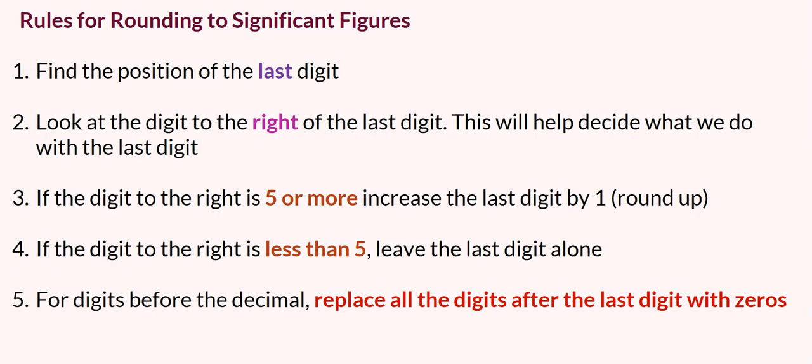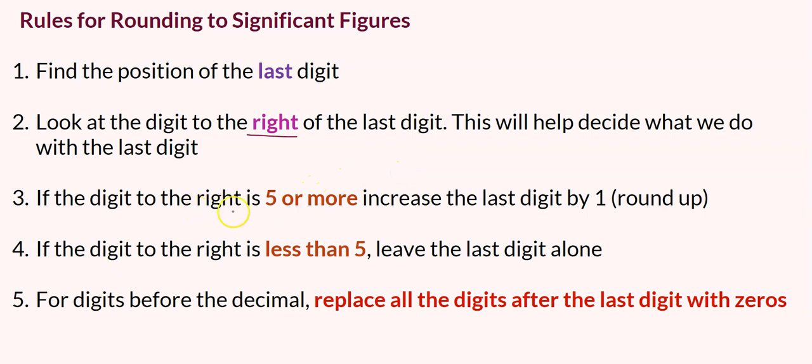So now let's talk about the rules for rounding to significant figures. We want to first start by identifying the position of the last digit. And once we look at examples, you'll understand what all of this stuff means. Then once we identify the last digit, we're going to look to the right of the last digit. And why do we need to do this? Because it helps us decide what we're going to do with that last digit. Are we going to increase it by 1 unit, or are we going to keep it the same?